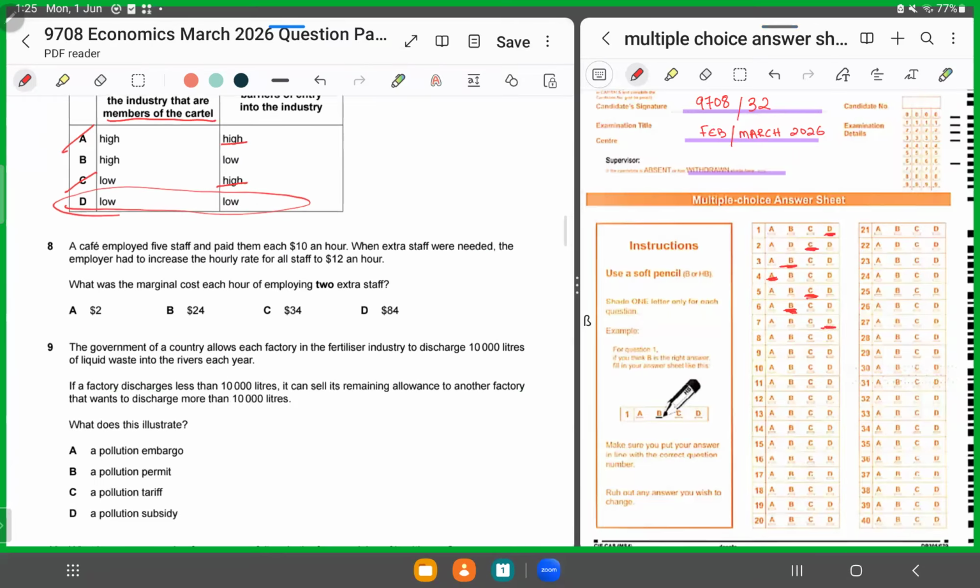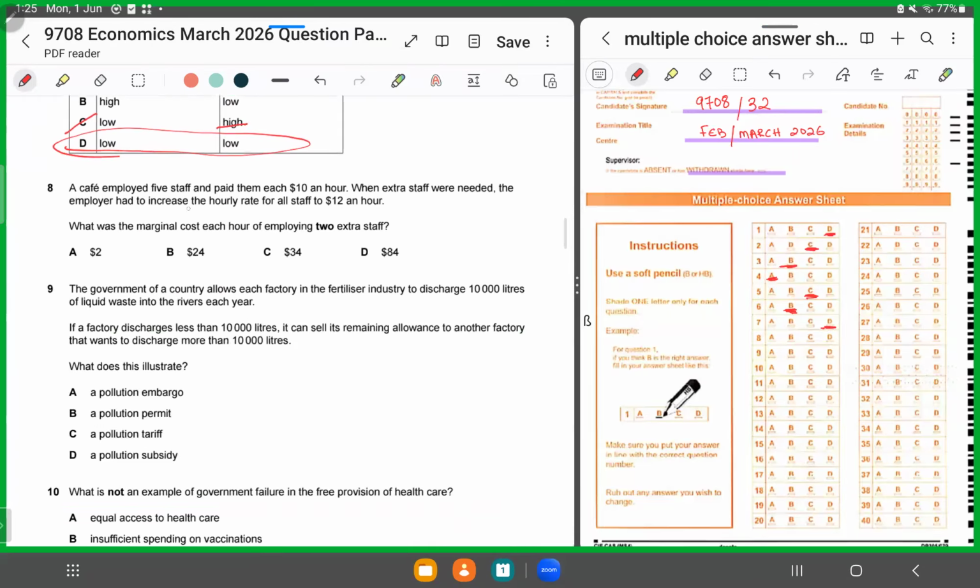Moving forward, MCQ number 8. A cafe employed 5 staff and paid them all $10 each. So that means what was the cost? 5 times 10 was $50, the cost that the cafe was initially paying. When extra staff were needed, the employer had to increase the hourly rate to $12 per hour for all the staff. What was the marginal cost each hour of employing 2 extra staff?